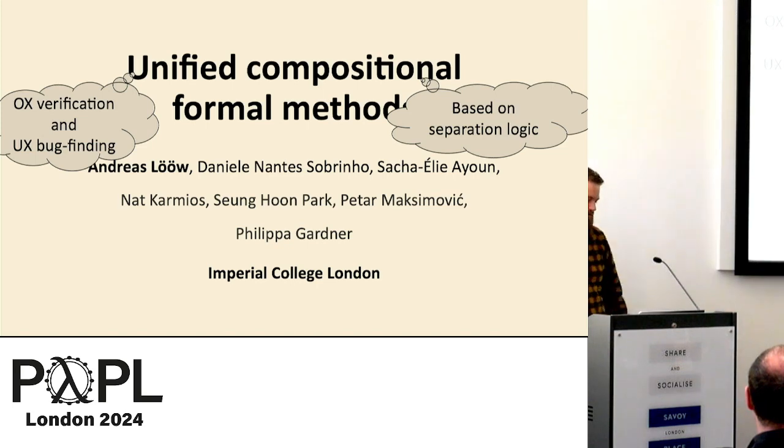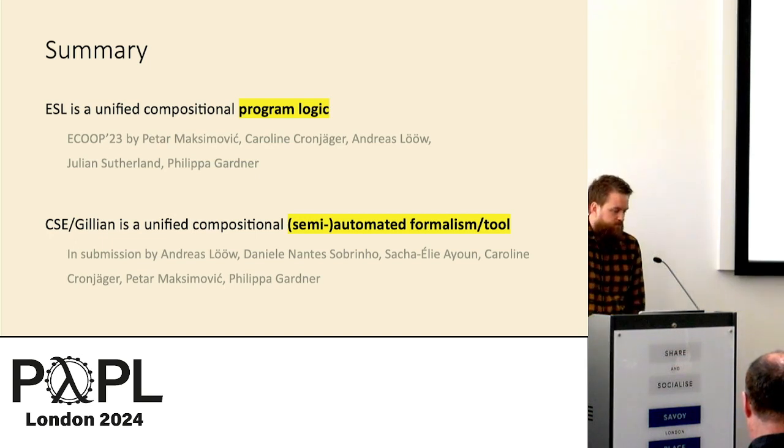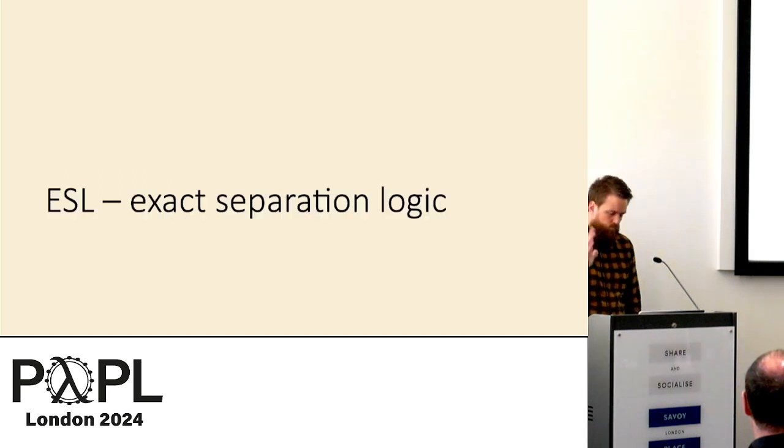Okay, so unified means over-approximate verification and under-approximate bug finding, those are the things that we're interested in at the same time. And compositional here meaning separation logic. More specifically, we have invented a unified compositional program logic. This was published last year, and then based on this work, we have also built a unified compositional symbolic execution tool/formalism. But since Philippa is going to talk about the Gillian stuff on Saturday, I'm going to focus on ESL here. So ESL being an abbreviation for exact separation logic.